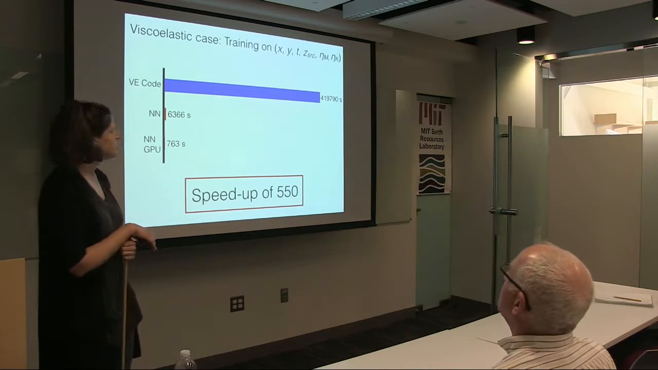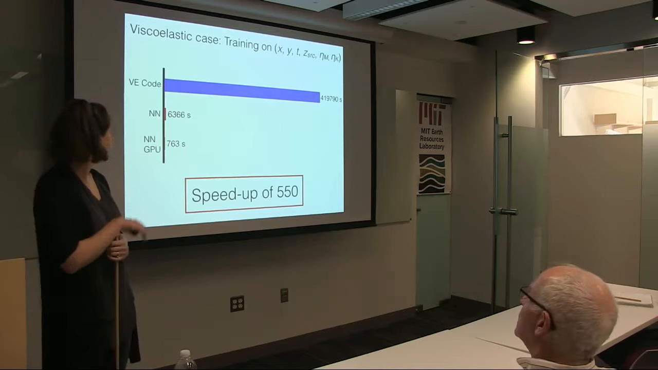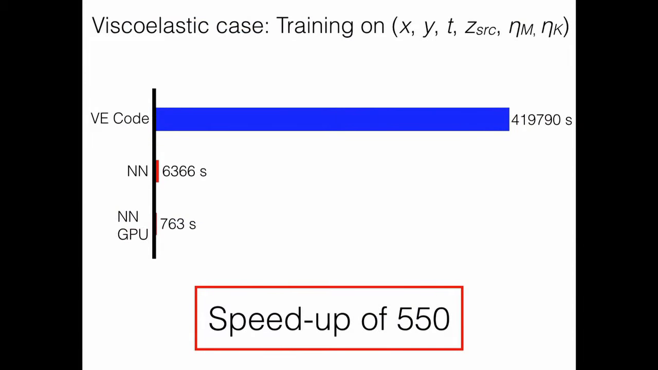And then accelerated on a GPU, that same forward prediction could be done in about 700 seconds, or 12 minutes, I think. And that's a speed up of over 500, which is really pretty significant.